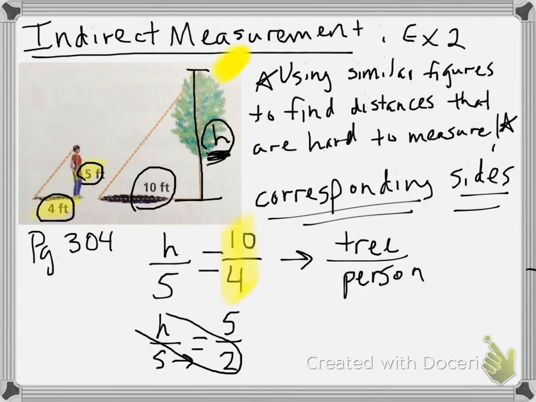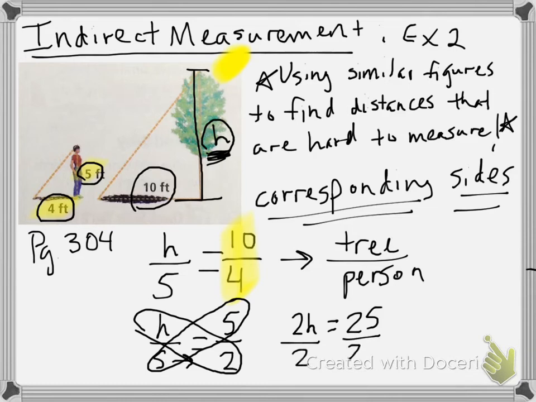2 times h, and make an equation, set this equal to 5 times 5, which is 25. And now we have a one-step equation, which is great, very simple to do. Divide both sides by our coefficient of 2.